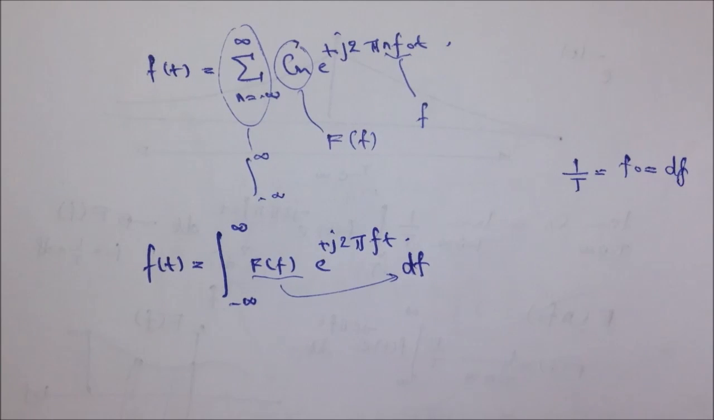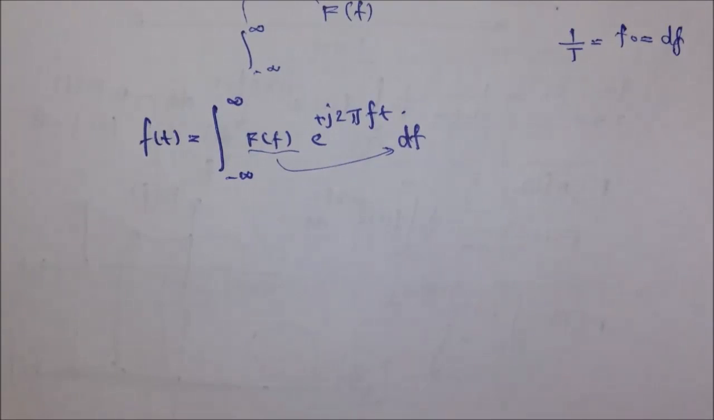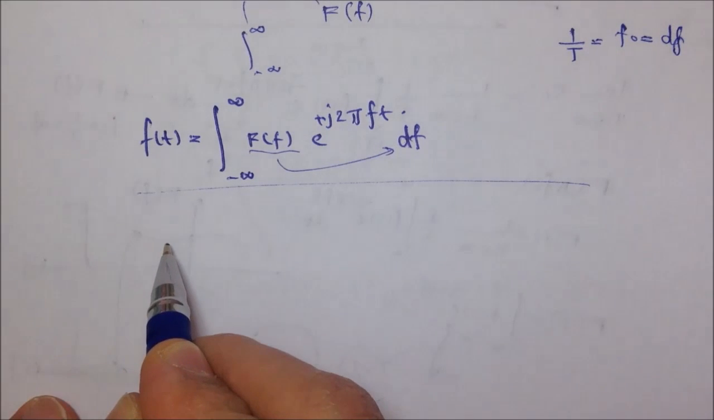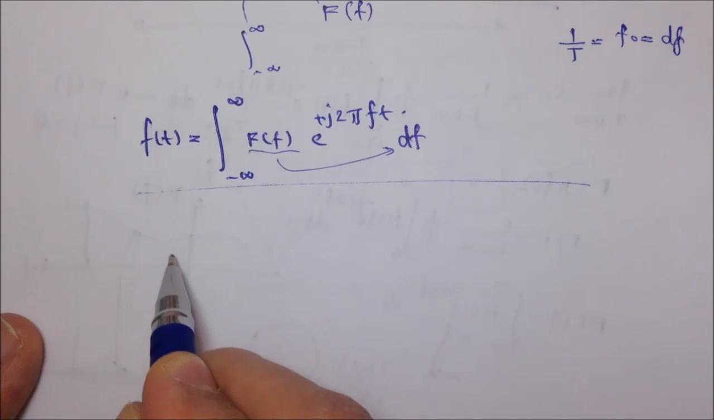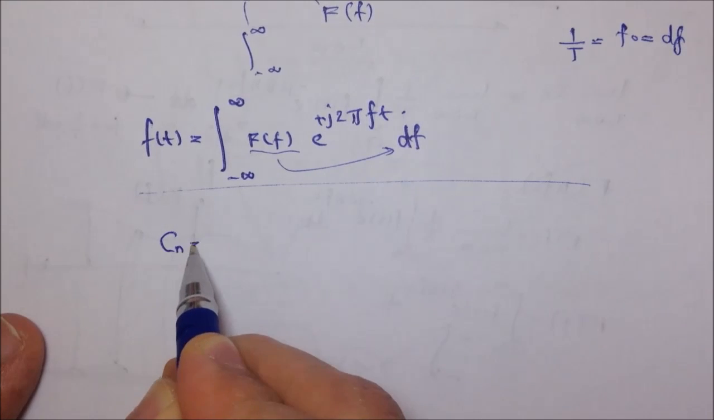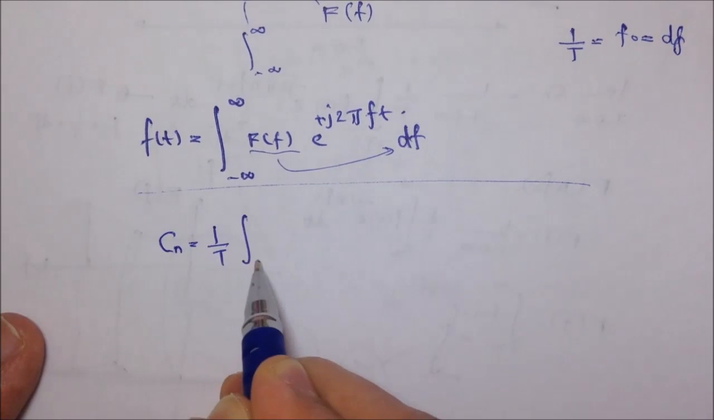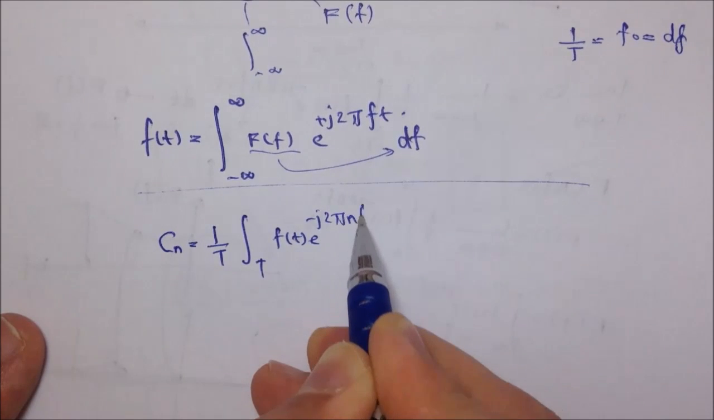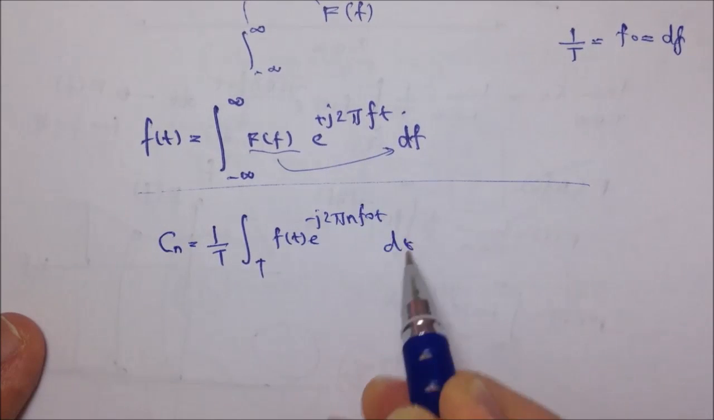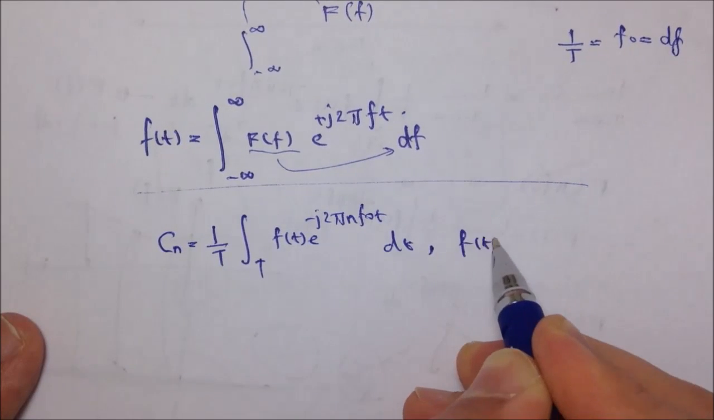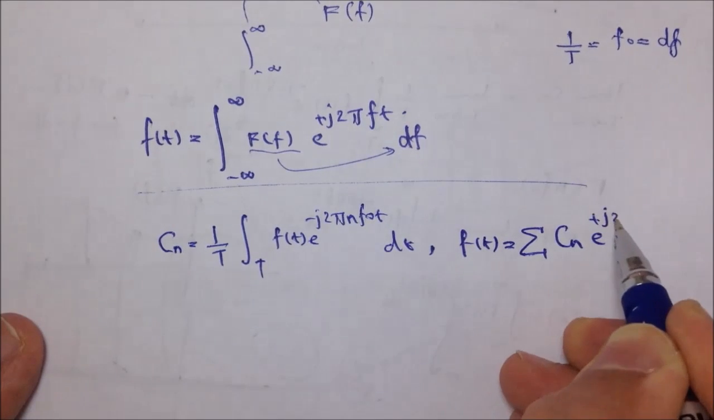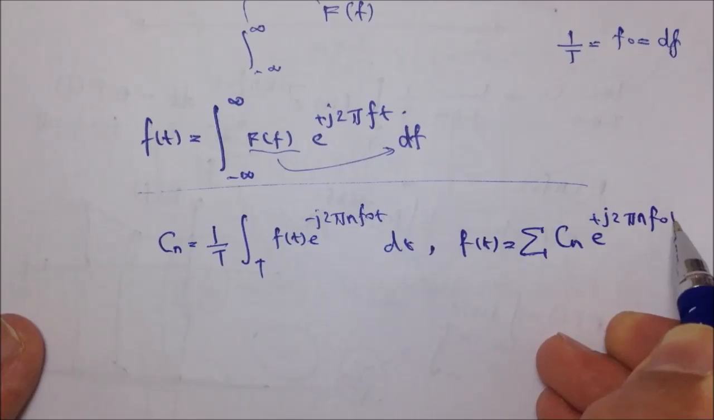Now, to elaborate on what's happening, just forget about the Fourier transform for a moment. The formulas of the Fourier series were as follows: c sub n equals 1 over t, integration over time of f of t e to the minus j 2 pi n f naught t dt, and f of t equals the summation of c sub n e to the plus j 2 pi n f naught t.